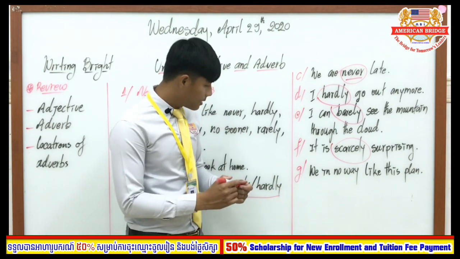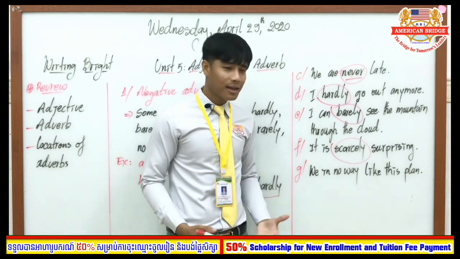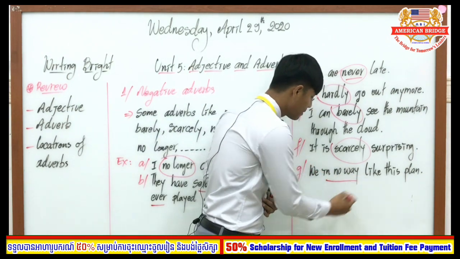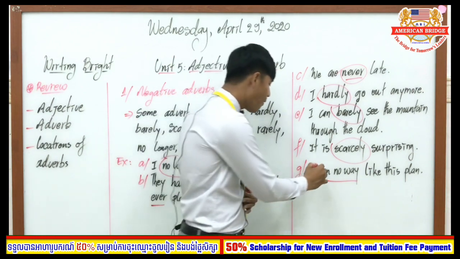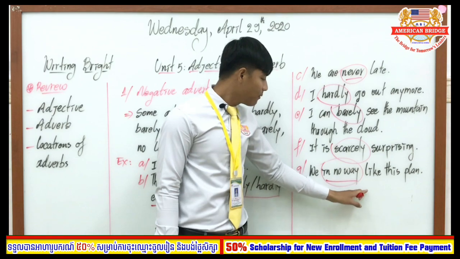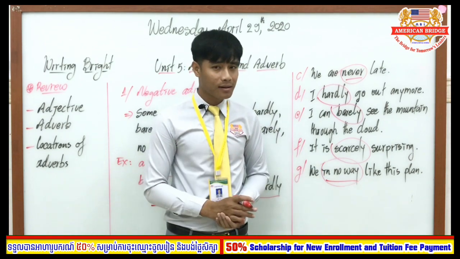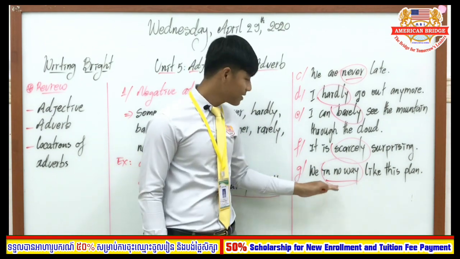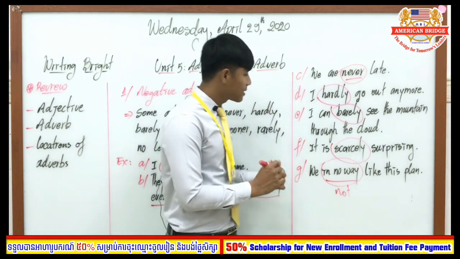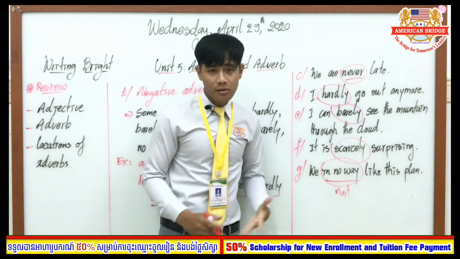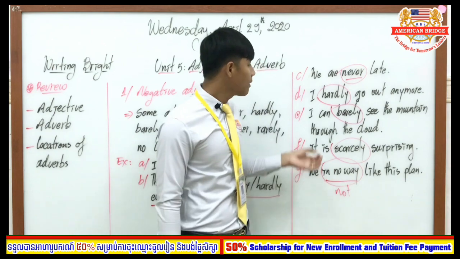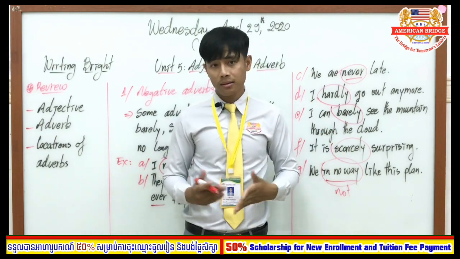Last but not least, we in no way like this plant. We in no way. So in no way here means not. We in no way like this plant. Right? You got this? It means like not. So all of these adverbs are used instead of not, or they are used to make that sentence negative.